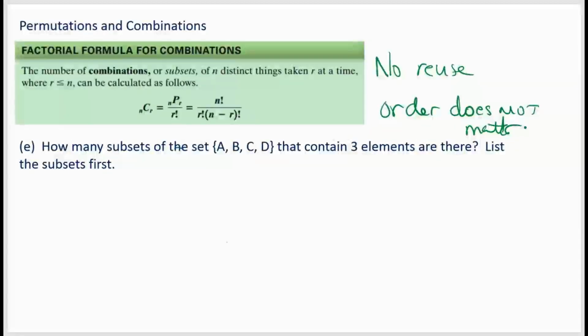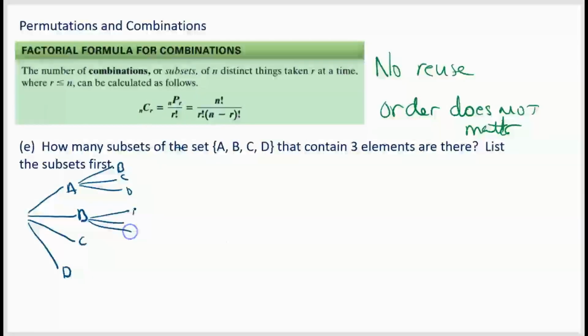You could do the branching thing. Let me talk to you about that. You could branch and go, A, B, C, D. I'm just going to start this process. I'm not going to finish it. And then say we pick A first, then we could pick B, C, D, right? If you pick B first, you could pick A, C, D. C first. You see where I'm going with this? And then we'd have to branch again to get the third one.